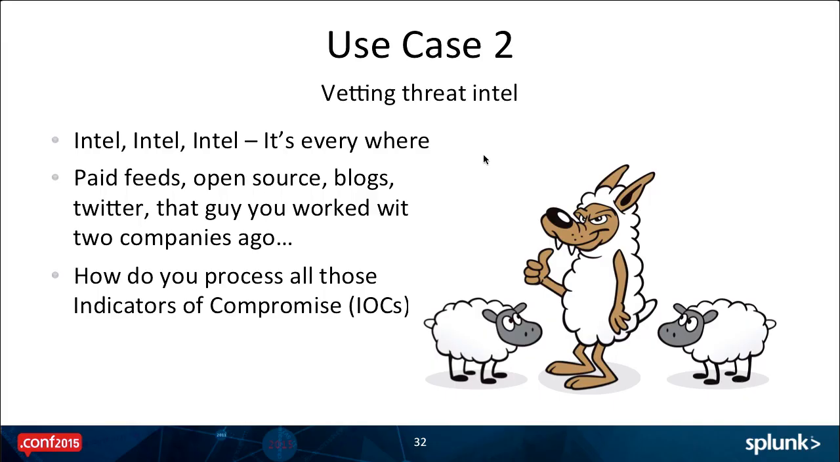Okay. Let's go over use case number 2, which is fairly quick. This one is vetting threat intel. As you know, in security, there's intel everywhere. Your buddy has intel, the blogs have intel, Twitter has intel, companies you worked with 2 years ago have intel. You're looking at all this data and wondering what the hell to do with it. So we like to strip them down into indicators of compromise.